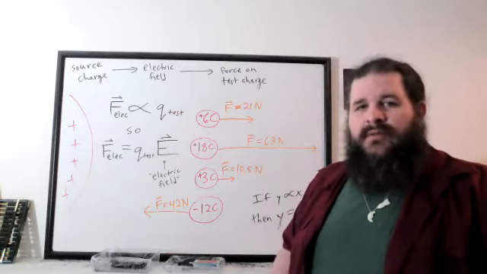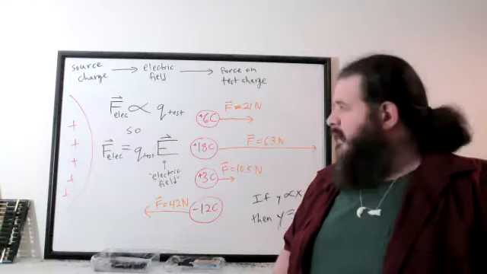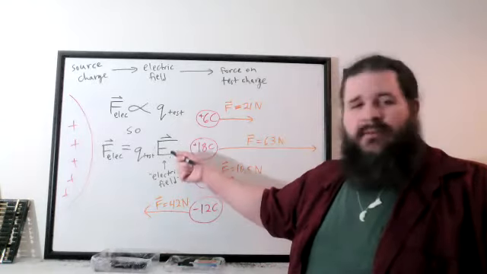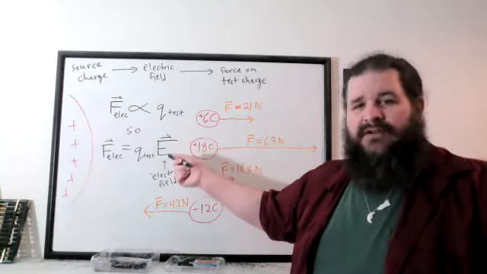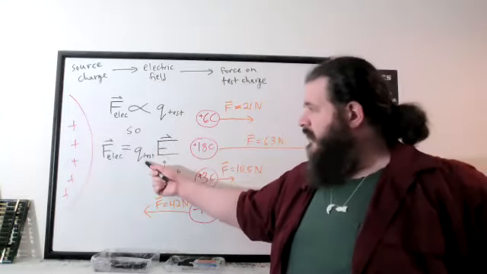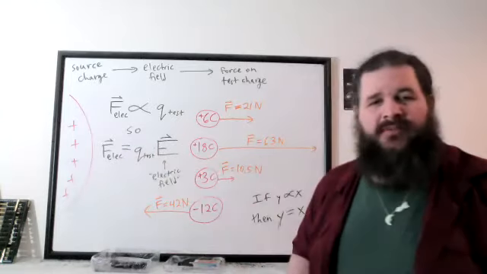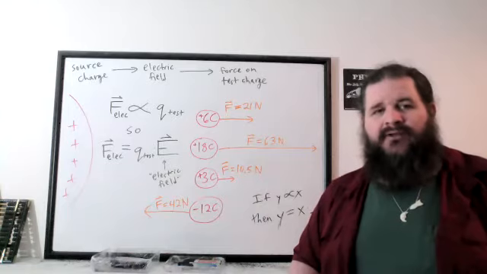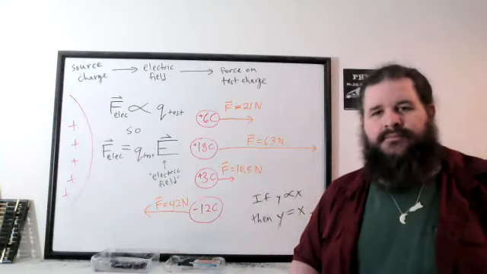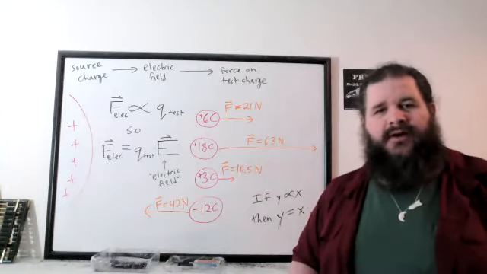So this is essentially where the idea of electric field comes from, that there's got to be some multiplier. You could almost think of this as a conversion factor that turns the charge into the electric force that charge experiences. And that multiplier is what we call the electric field. Any questions on that so far?